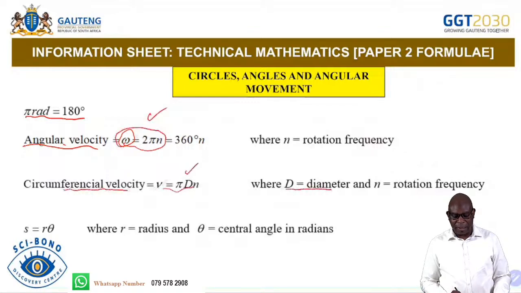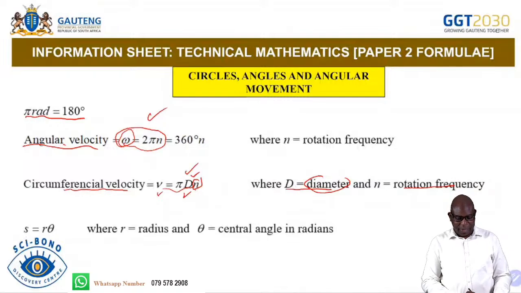What is D? D stands for the diameter. The N stands for the rotational frequency. So in other words, if I'm asked to calculate the rotational frequency, I come to this formula. I know I've got an N, so D and V must be given.